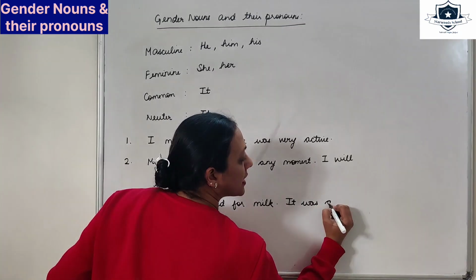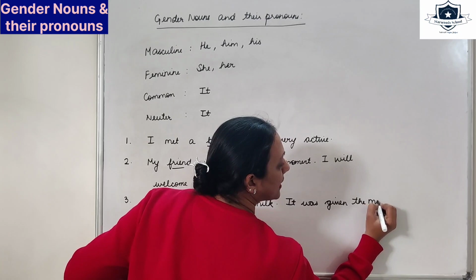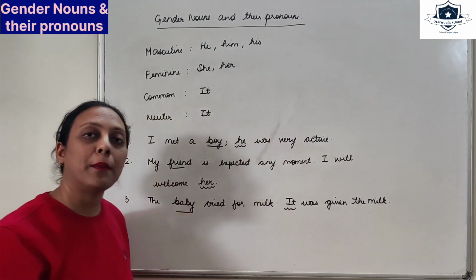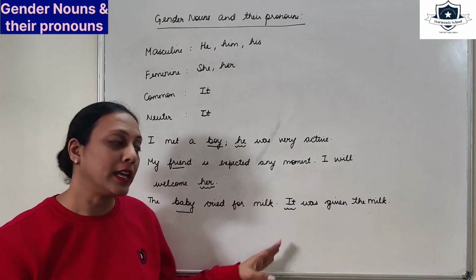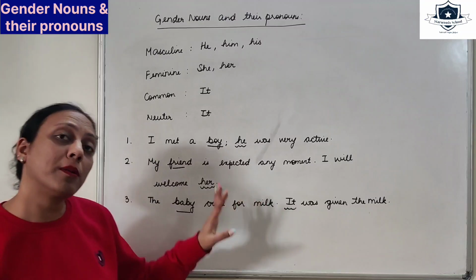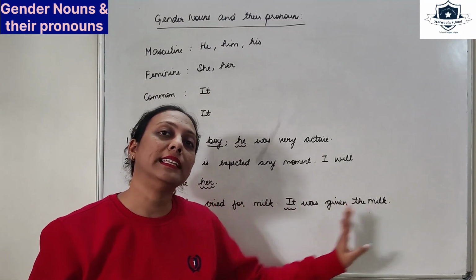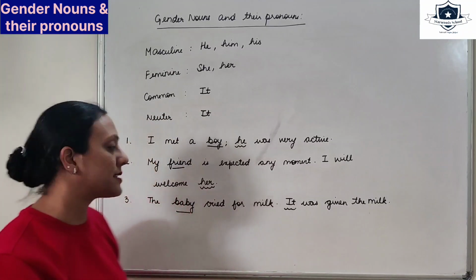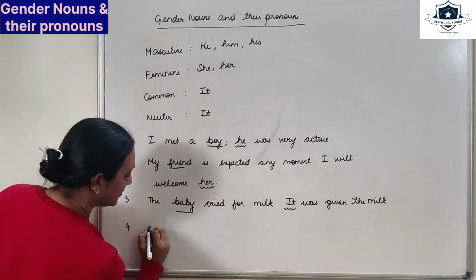It was given the milk. अब इसमें it use करने पे अभी तक ये clear नहीं है that it was a baby girl or a baby boy. So the baby cried for milk. Baby दूध के लिए रोया था. It was given the milk. यानी the baby was given the milk. It is still not clear about the genderness. Next is the neuter gender.